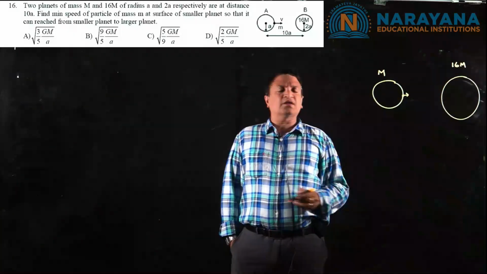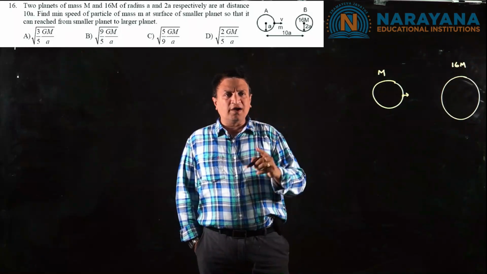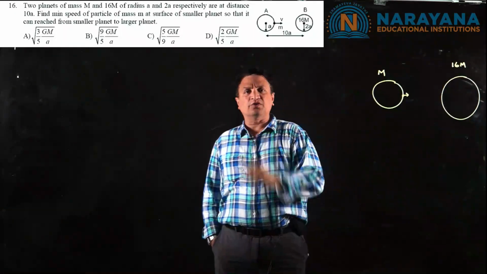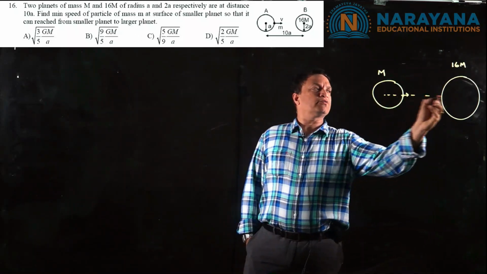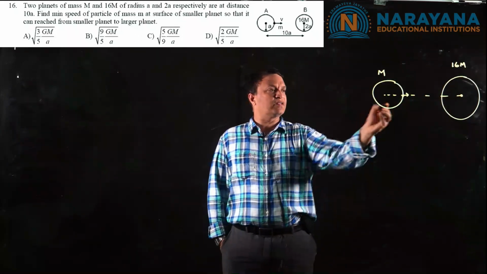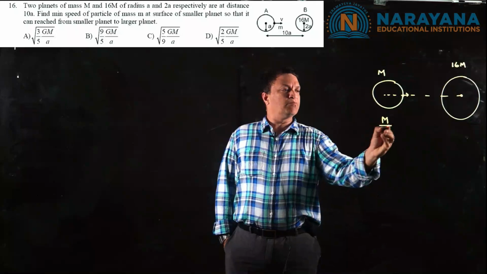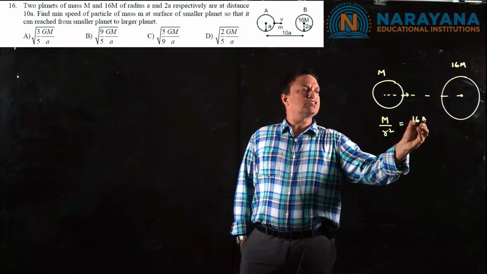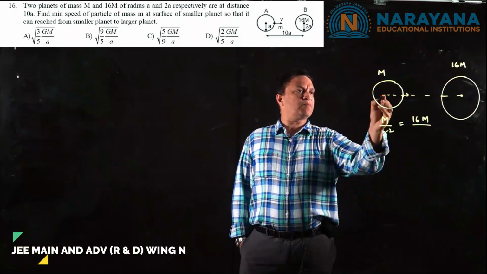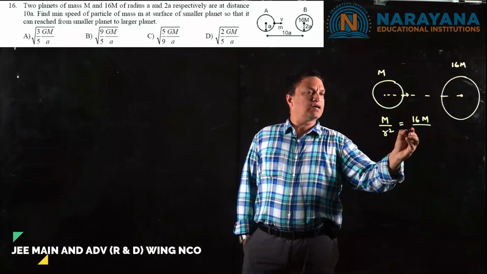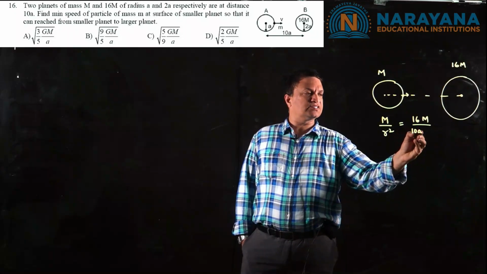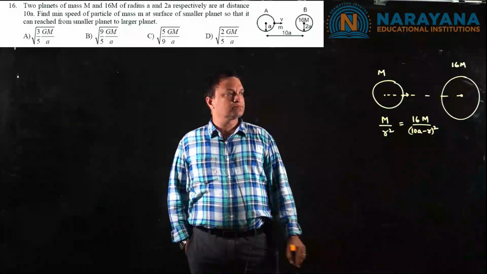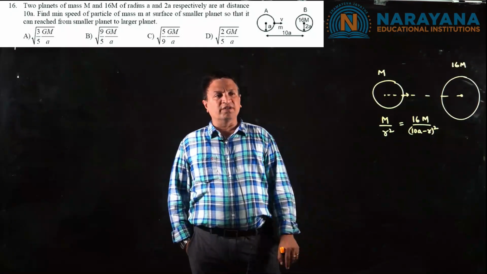Somewhere in between you will find a point which is called the neutral point. Net gravitational field is 0. So such a point you need to catch. What is the condition for that? M by r square is equal to 16m by, if we are measuring from here it is r, from that side you said 10a is the distance, (10a minus r) whole square. This is the condition given.